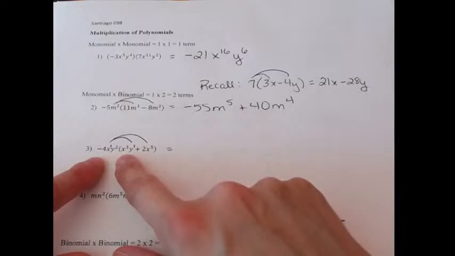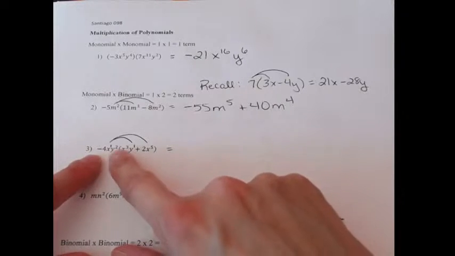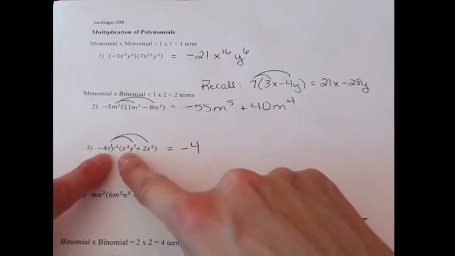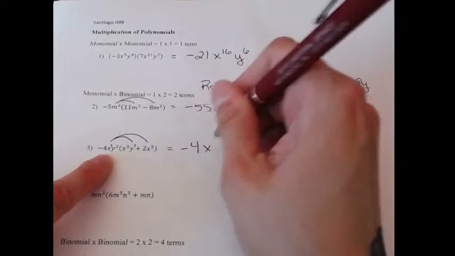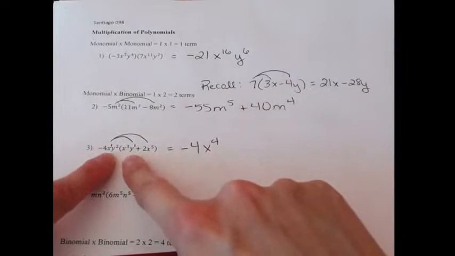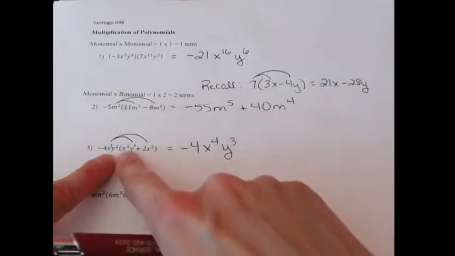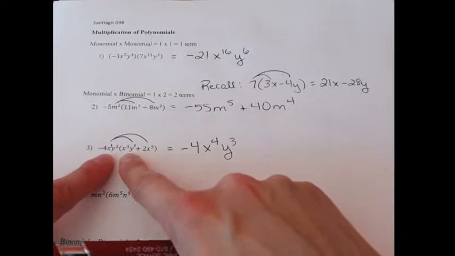So I'm going to start with the numerical pieces first. We have -4 times 1, which is a -4. Next, we have x to the 1st times x to the 3rd, which is x to the 4th. And then we have y to the 2nd times y to the 1st, which is y to the 3rd. Keep the base, add the powers. That takes care of my first term.